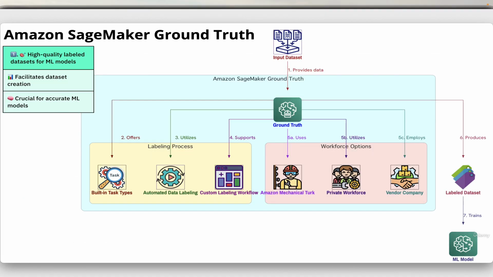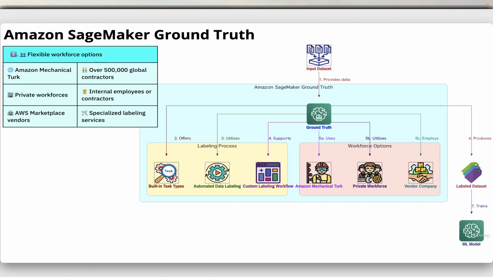Okay, the last feature is Amazon SageMaker Ground Truth. Amazon SageMaker Ground Truth is a service designed to facilitate the creation of high-quality labeled datasets for machine learning models. These datasets are crucial for training accurate and effective ML models.